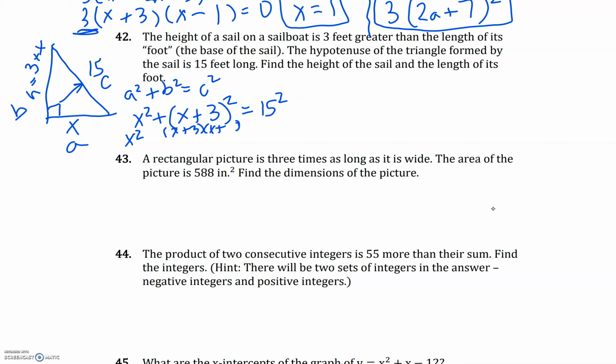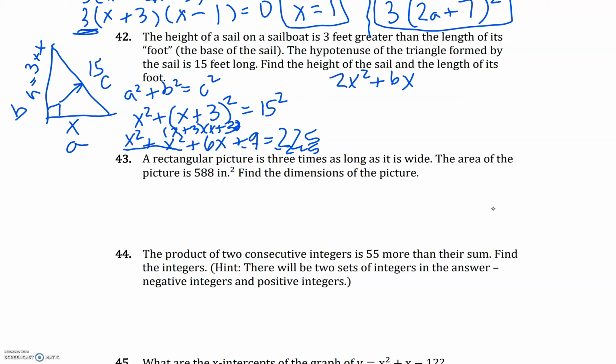x plus 3 squared, so I'll write it twice. There we go. x squared plus 6x, right, 3x plus 3x plus 9 equals 15 squared, which is 225. Over here I have some like terms. x squared plus x squared is 2x squared plus 6x. And let's go ahead and bring the 225 over.